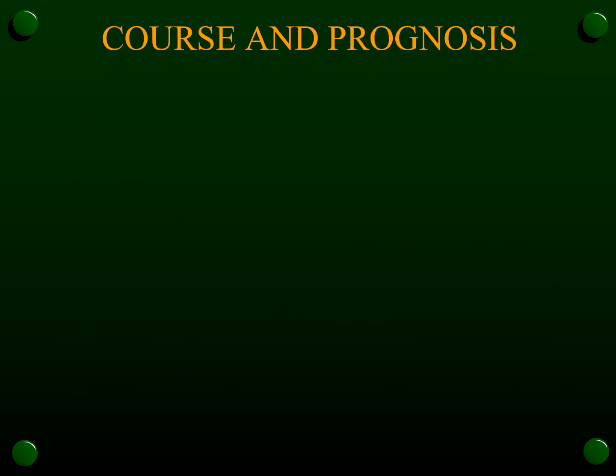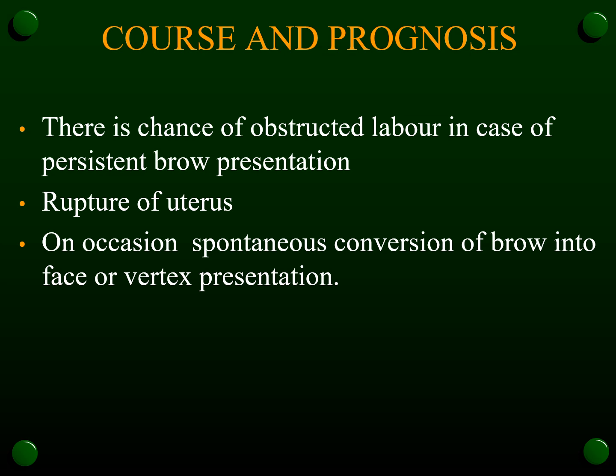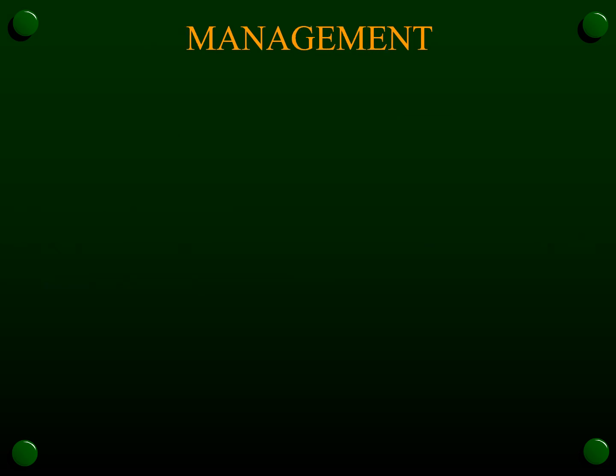And cause and prognosis of brow presentation. There is a chance for obstructed labor in the case of persistent brow presentation. There is a chance for rupture of the uterus. Sometimes if the head is getting flexed, that may lead to the vertex presentation, and if the head is getting extended, that may lead to the face presentation. In those cases, if the head is going to the face presentation, or if the head is getting well flexed and it is going to the vertex presentation, you can try for the normal delivery.